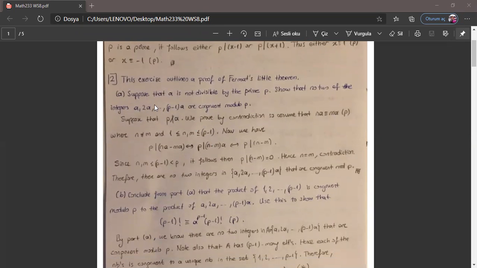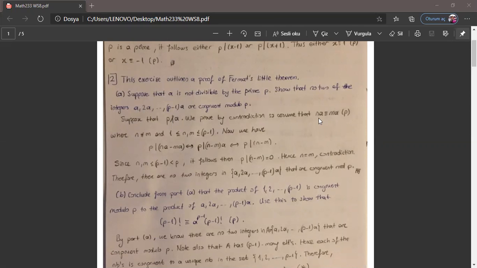Now, for this question, we have a number a, which is not divisible by p, where p is a prime. We will show that no two of the integers between them are congruent modulo p. So what do we do? First of all, we suppose p doesn't divide a. We will prove by contradiction.